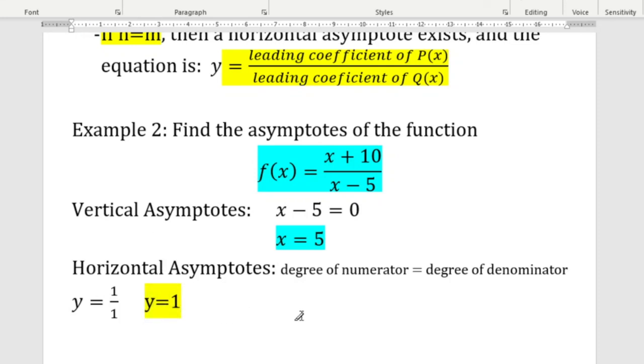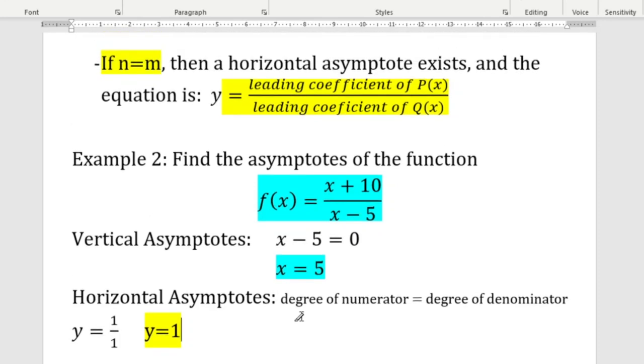That is how we determine the x- and y-intercepts, zeros, and asymptotes of our rational functions. More examples in determining the zeros, intercepts, and asymptotes of a rational function in the next video.